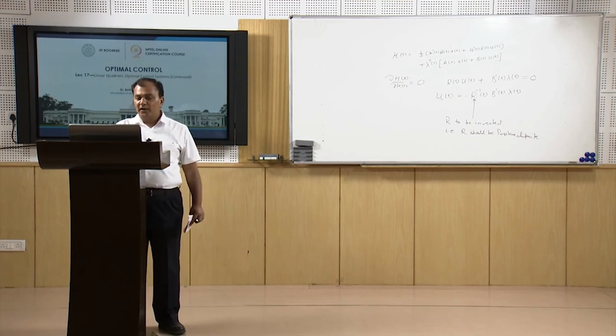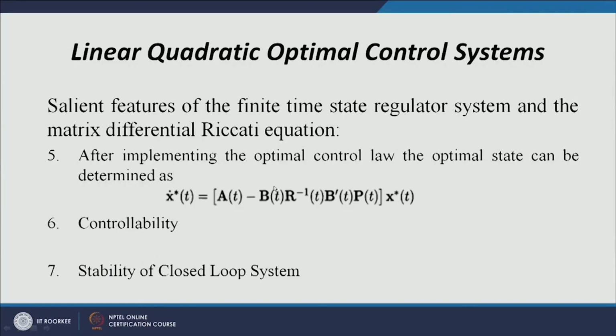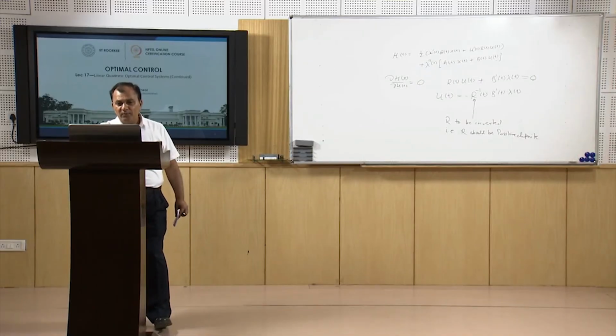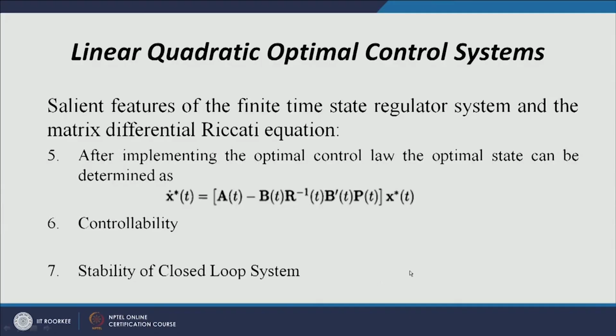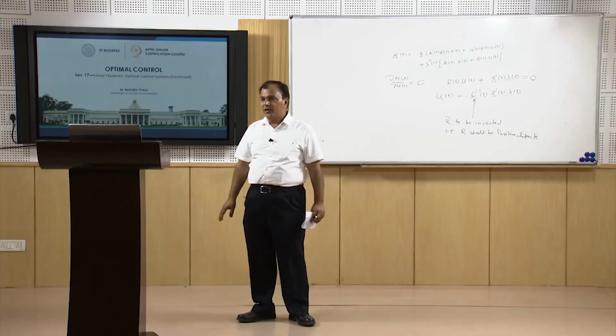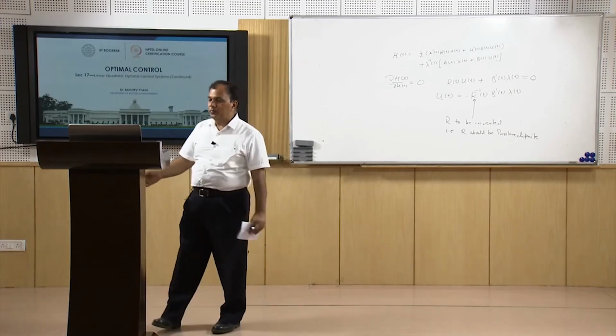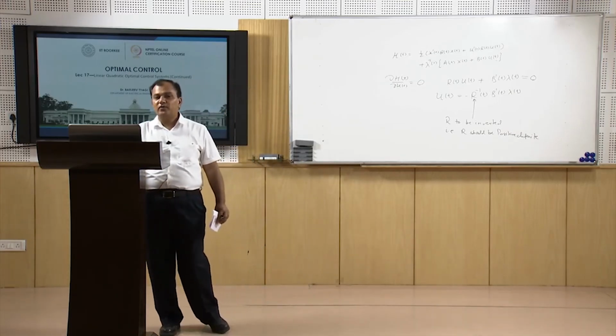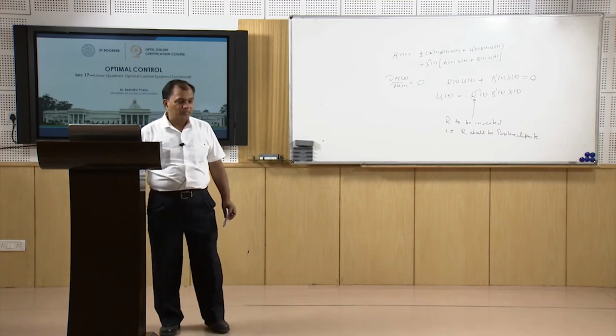Next is the stability of the closed loop system as another feature. As we said, we will prove that my closed loop system is a stable system. So, I will stop this lecture here, and in the next lecture we will prove that my closed loop system is a stable system. Thank you very much.